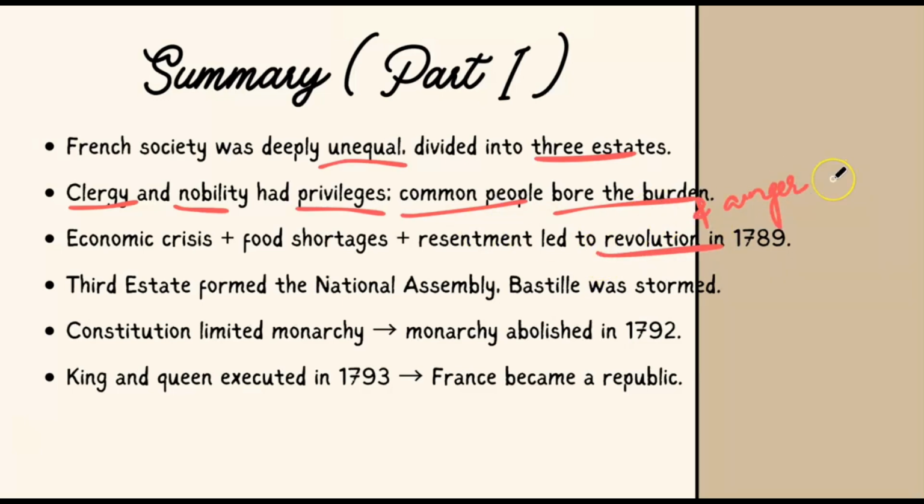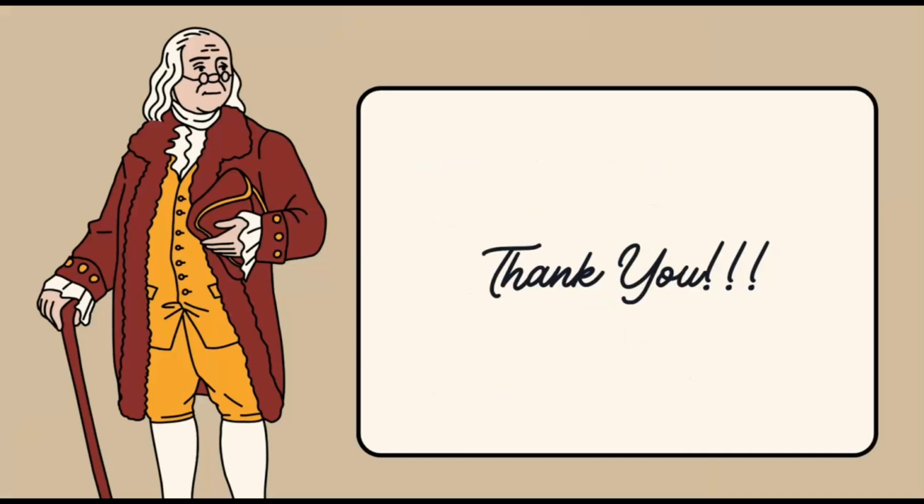The Third Estate formed the National Assembly, took the tennis court oath, and stormed the Bastille. In 1791, France became a constitutional monarchy, but soon after, monarchy was abolished. By 1793, the king and queen were executed and France became a republic. This was only the beginning of the revolution. And that brings us to the end of part 1 of the French Revolution.